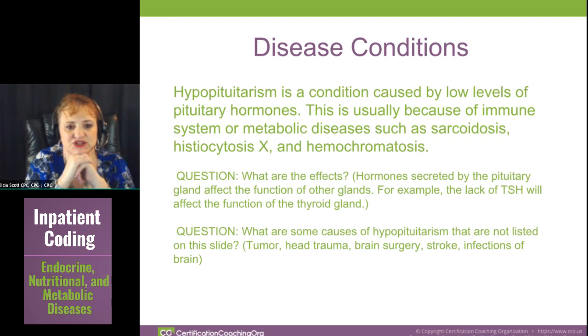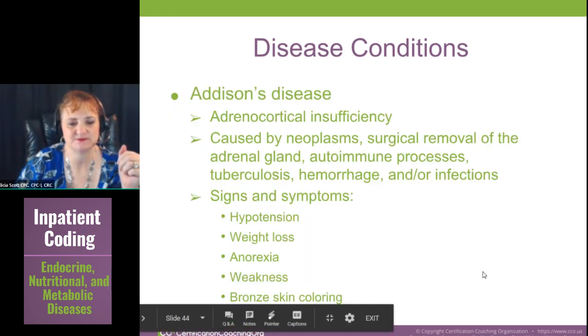Let's see, this is just talking a little bit more. I think the slide got out of sequence for hypopituitarism, affecting the pituitary gland, the immune system, and metabolic diseases. You can have sarcoidosis and histiocytosis X and hemochromatosis. So what's the effect? Well, the hormones secreted by the pituitary gland affect the function of the gland itself. You don't have enough TSH in the thyroid gland. If you have hypopituitarism, then tumor, head trauma, brain surgery, stroke, and infections can all trip the body into hypopituitarism.